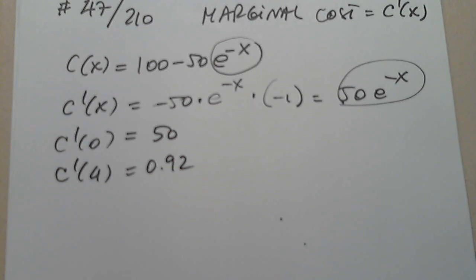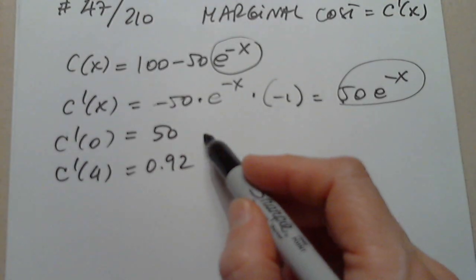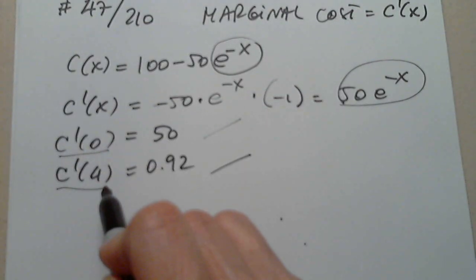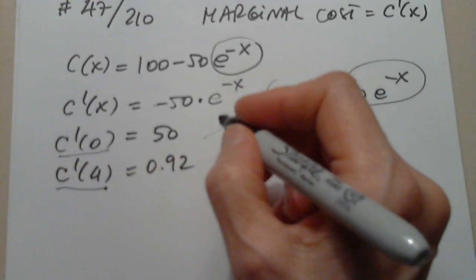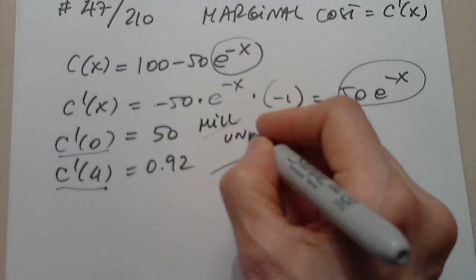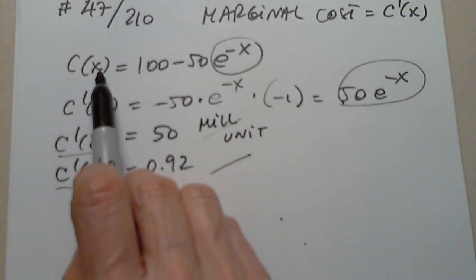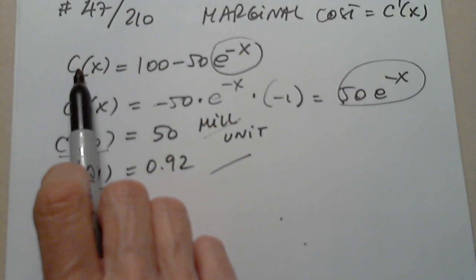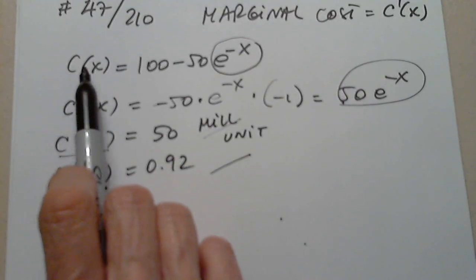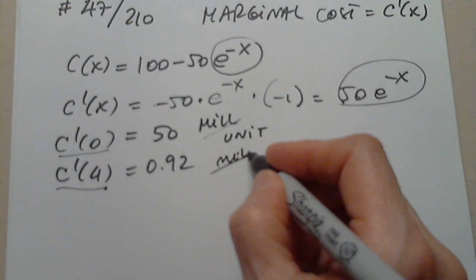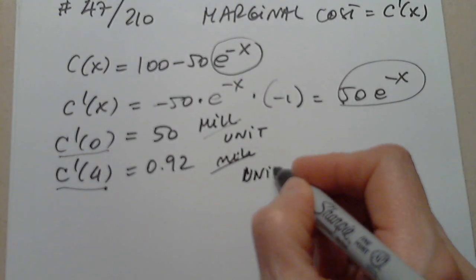The measurement unit. Remember, the measurement unit is made of two pieces, because this is the rate of change. C was in millions, and this is per unit. So X is number of units, C is in millions. So it's always the measurement unit of the Y variable over the measurement unit of the X variable. So this is the million per unit.